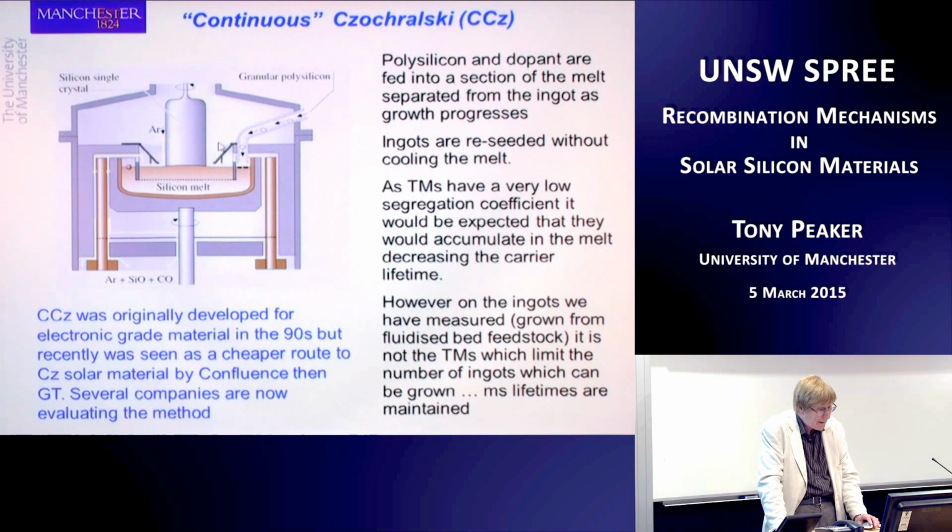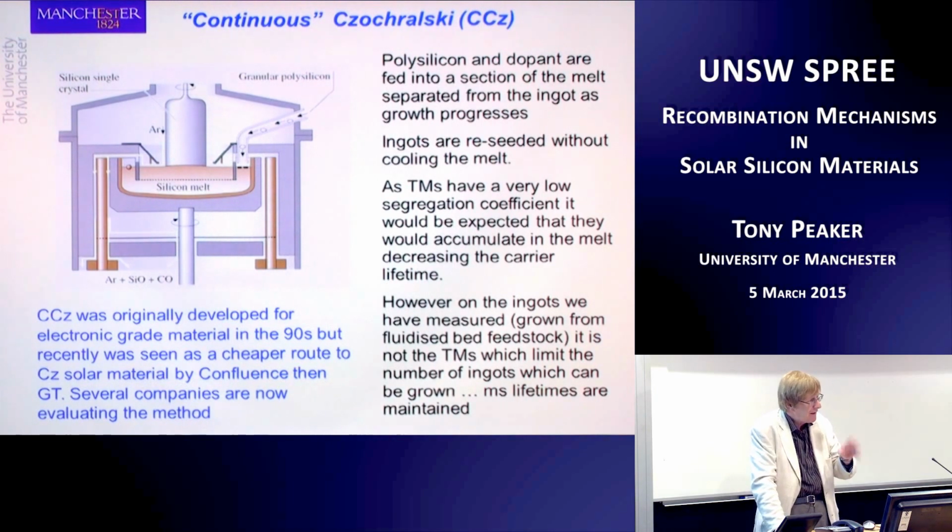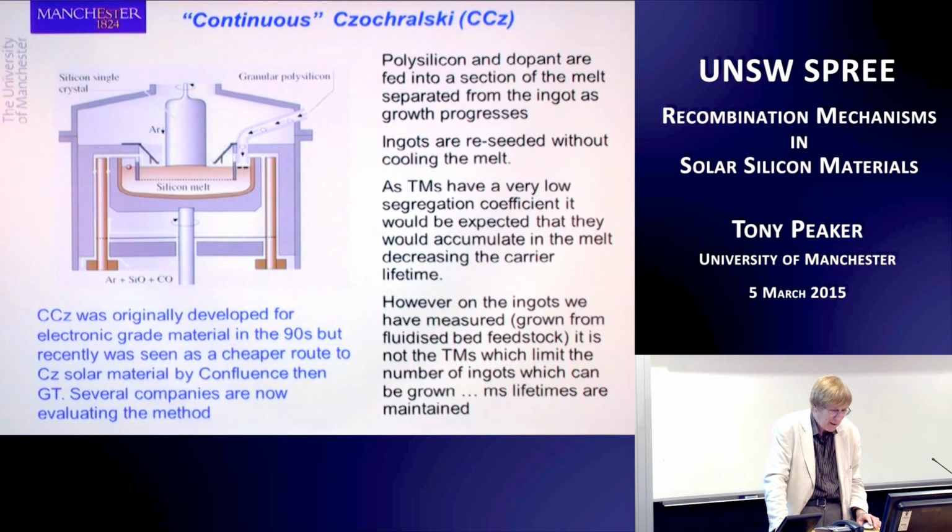The real drawback is that it's very difficult to do anything but a circular ingot and maintain the low dislocation densities with Czochralski. So Martin Green told me yesterday that in fact people have grown square ingots with Czochralski, but certainly the people that we know that are doing the continuous Czochralski haven't been able to do that. So you've got to cut it into pseudo squares, and again you have a lot of waste in the method.